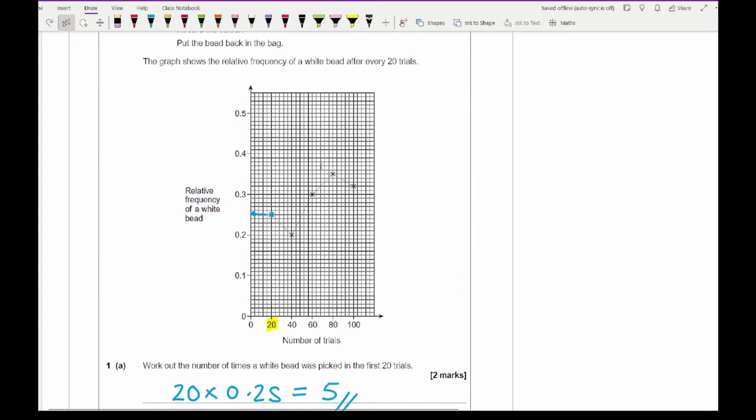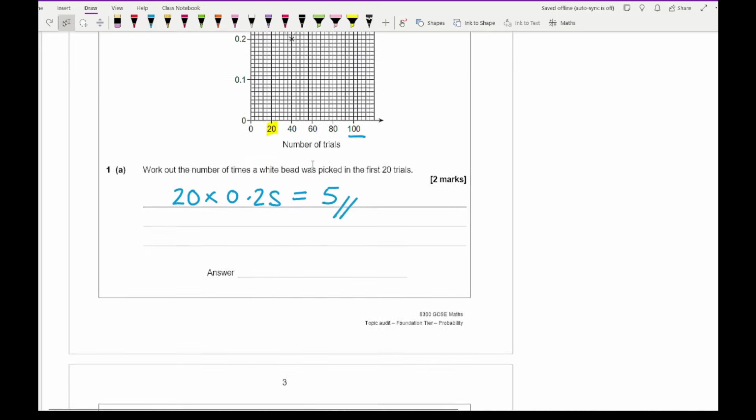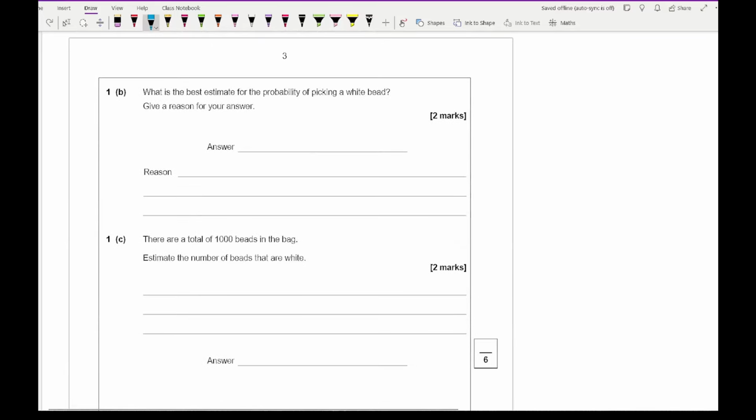Well, the best one is going to be the very last one, and the reason for that is because you've done it over multiple trials. So here the correct answer you want to write is going to be 0.32, and something along the lines of the more trials equals the more reliable probability. And something along those lines would be absolutely fine.